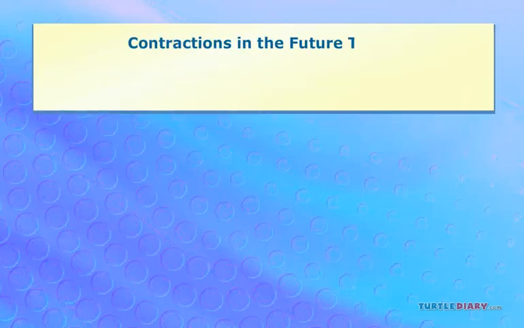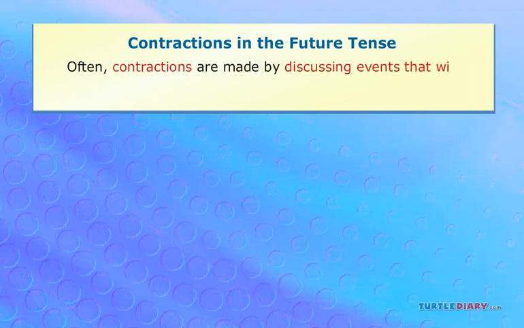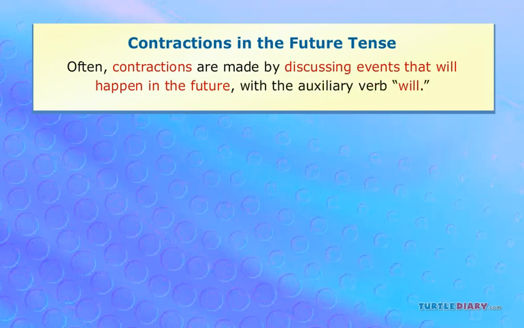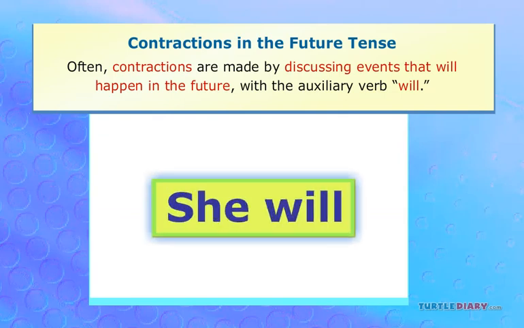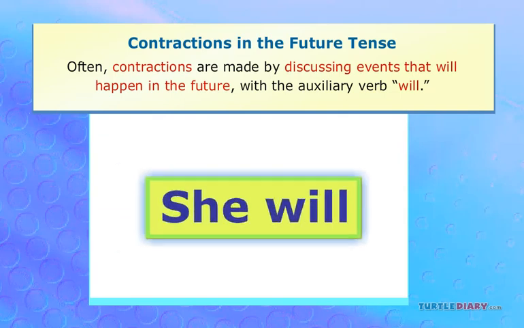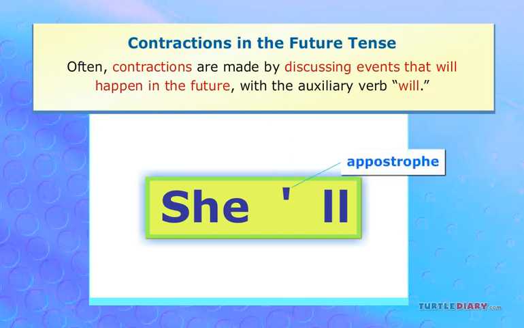Contractions in the future tense. Often, contractions are made by discussing events that will happen in the future, with the auxiliary verb will. Let's start with the basic phrase, she will. To turn this into a contraction, we're going to cross out the WI and replace it with an apostrophe.